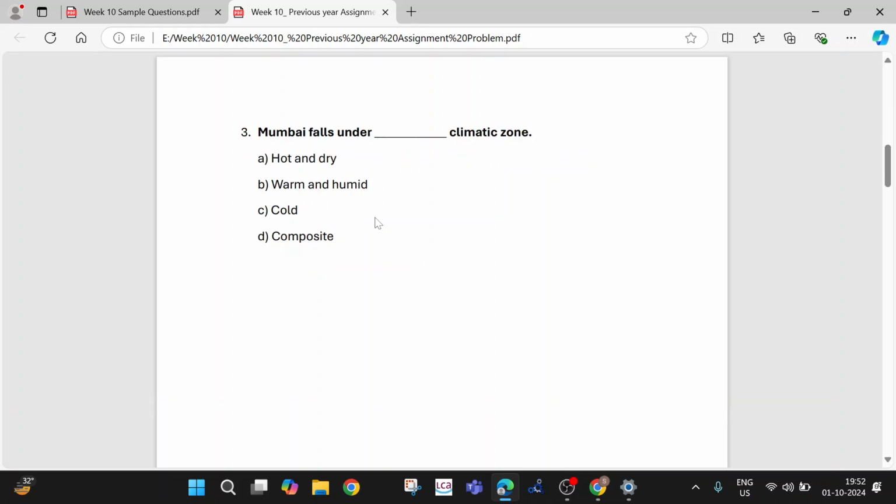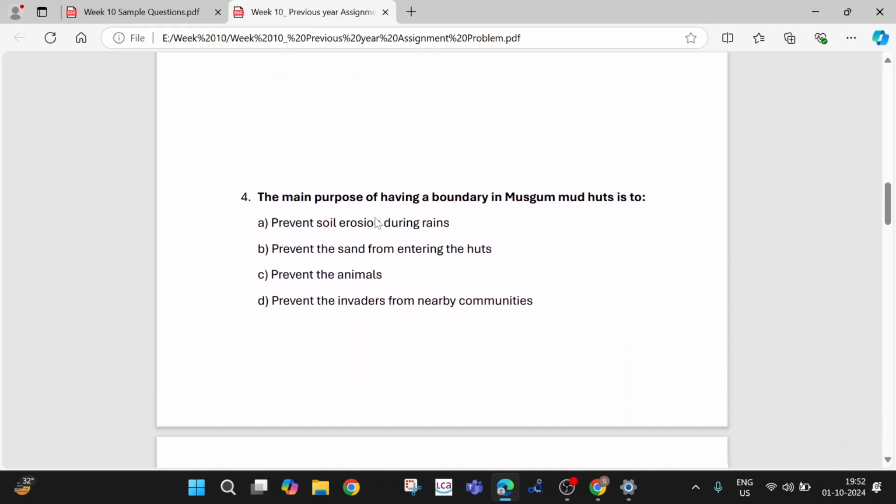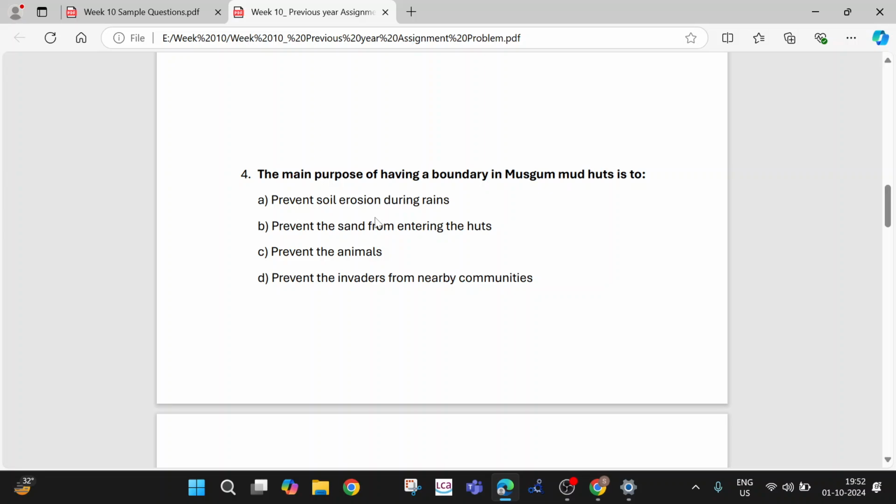Fine. So these 3 questions are also finished. Let's move to the fourth question. The main purpose of having a boundary in the Muslim mud hut is to... Why were they having the boundary? This was well discussed in detail. I hope one of you can recall it. What will be the advantages of building these boundaries in these mud huts?